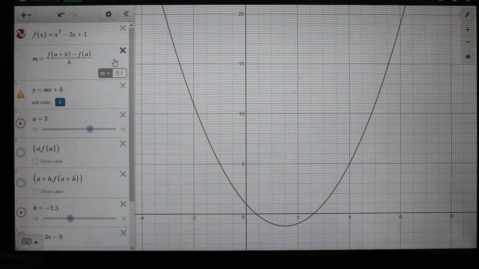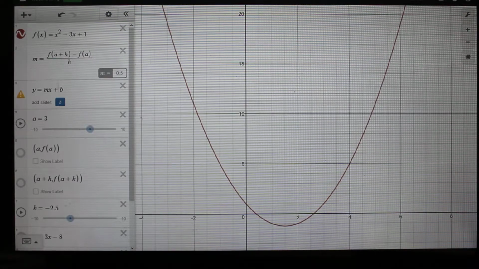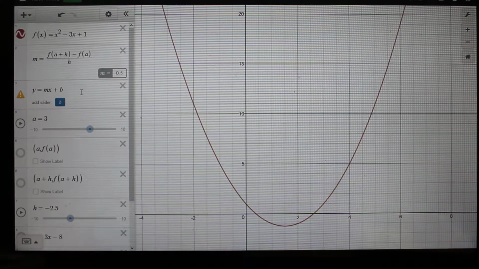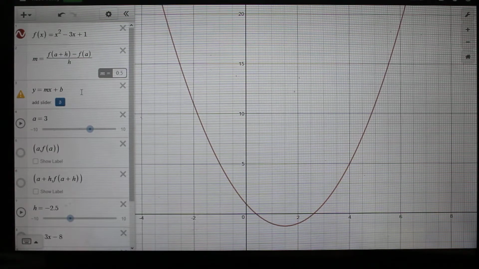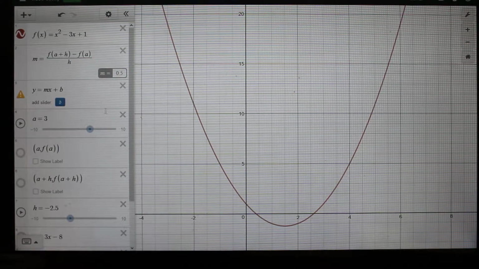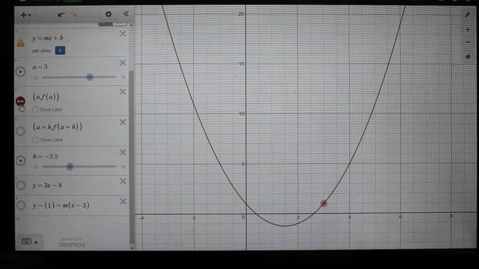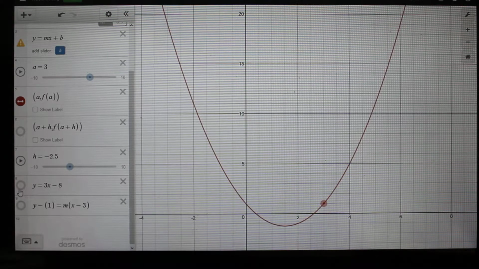Now you find the slope of the secant, and when you find the slope of the secant, you put this value into another formula, y = mx + b, and that is to find the slope of the tangent, the point where the tangent just crosses a point on the graph. Now using these two formulas, we can get this, and we can get this.